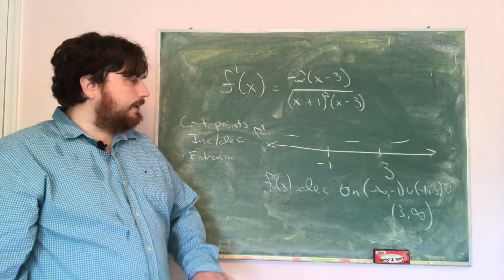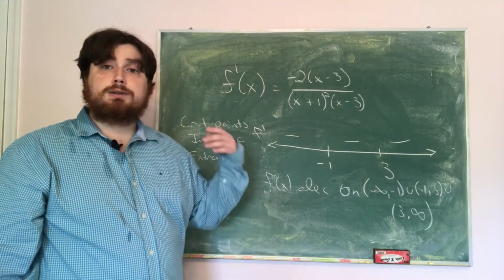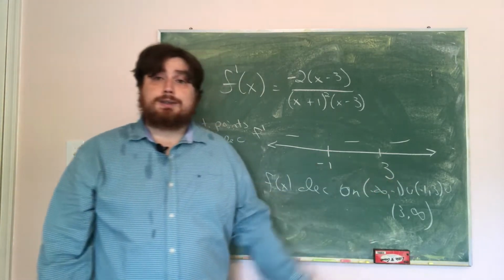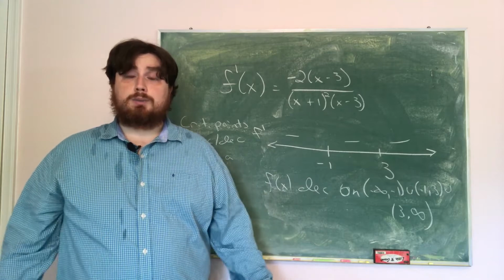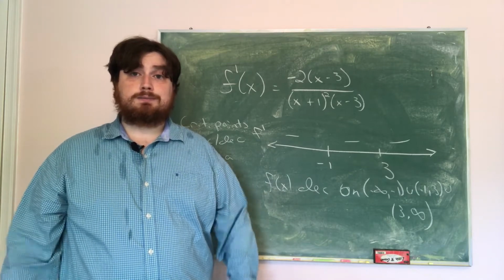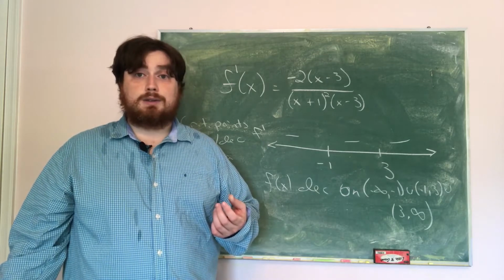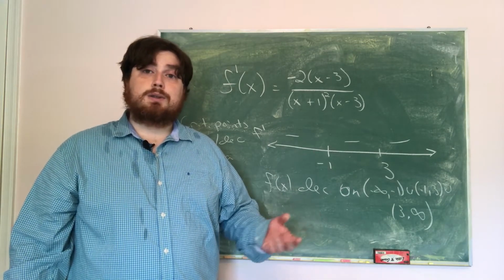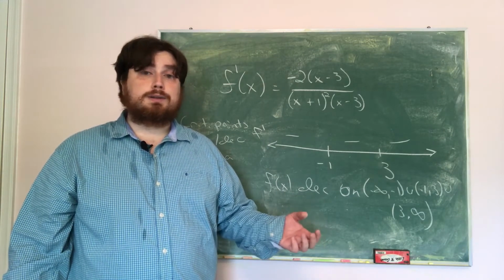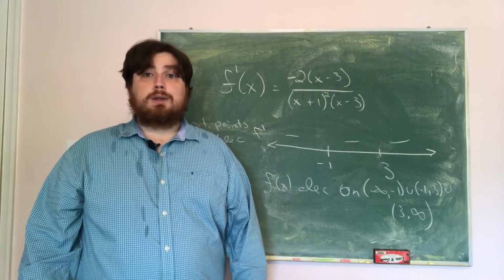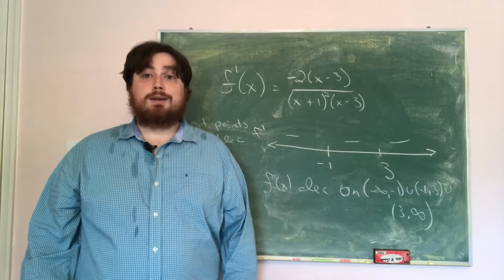Now while I have this up here, what about any critical values? Notice that negative 1 wasn't in the domain, and 3 wasn't in the domain, so neither of those would be critical values. Therefore, since we don't have any critical values, we can't have any extrema, so there will be no local extrema for this, there will be no critical values, but we do know that this will be decreasing over all real numbers except for negative 1 and 3.